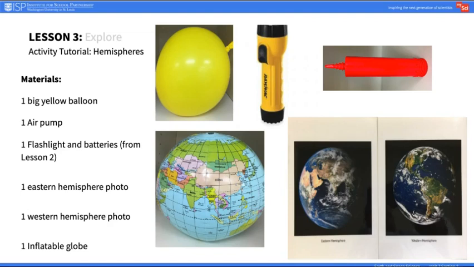Demonstrate rotation using the globe, pointing out how Earth spins in the same direction, counterclockwise, on an imaginary axis line that passes through the center of the Earth between the North and South poles. Spin the globe while having a student shine the flashlight, showing how one side of the Earth is dark and the other is in the light.